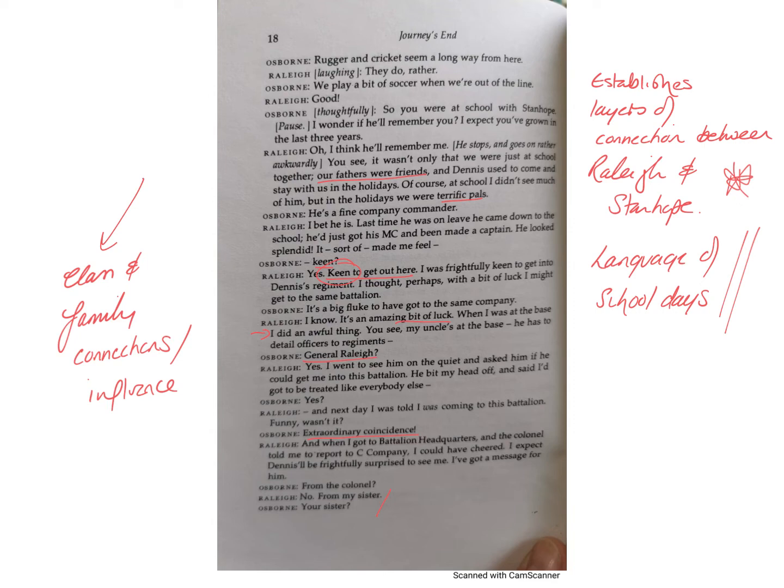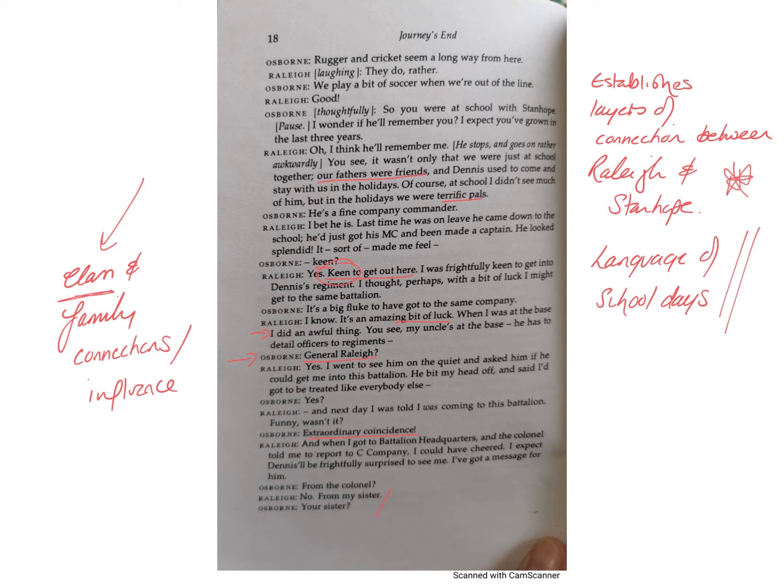And we don't know why he's done this. I mean, we suppose that it's because he really admires Stanhope. He'll be a familiar face. He's a family friend. He wants to be there to support him. But the idea that a very young officer coming in would be able to specify or influence which regiment or which battalion he was posted to really does show the class that Raleigh and Stanhope are coming from. Okay, because Osborne straight away realises General Raleigh.